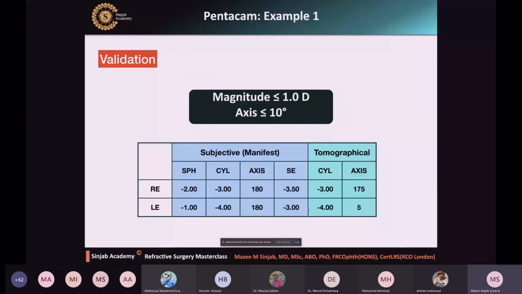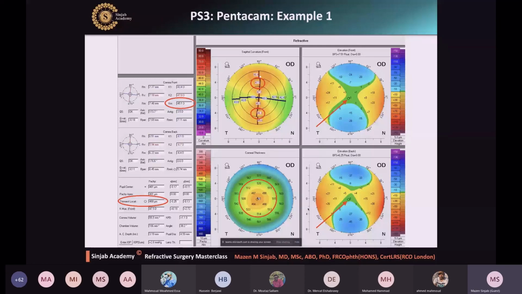This is the refraction of the patient, and this is the topographical astigmatism. There is matching. There is no disparity. So it's fine. Great. Then I start studying the PS3 after exclusion of factors of false findings. Now, regarding the PS3, as you see, the KM is within the normal range. There is no inferior-superior asymmetry.